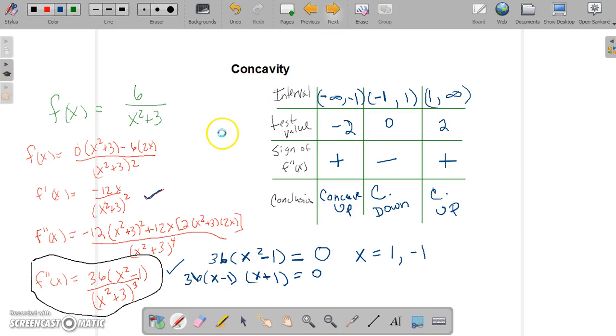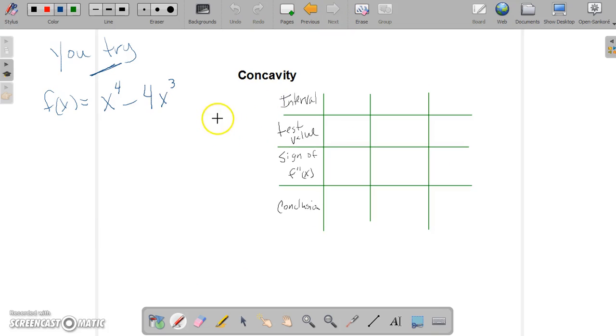Okay, so now I want you to give this a try. You're going to first find the second derivative of this, and this is a little bit easier. Then you're going to set your second derivative equal to 0 to find your points of inflection. The points of inflection are going to help give you your intervals. Pick a test value, find the sign, and draw your conclusion. Okay, go ahead and give it a try.